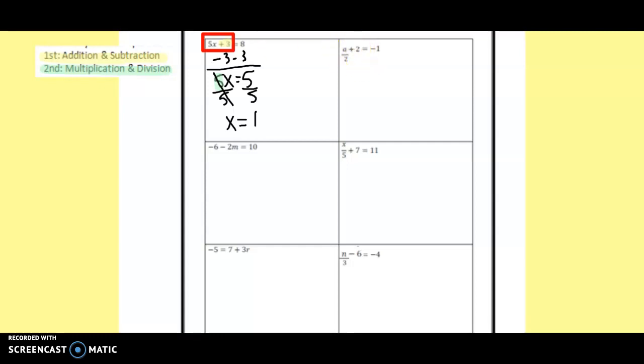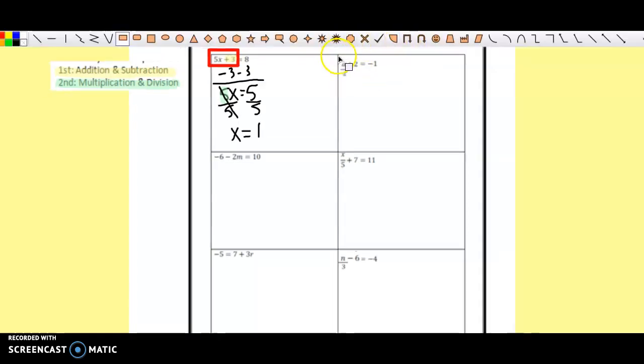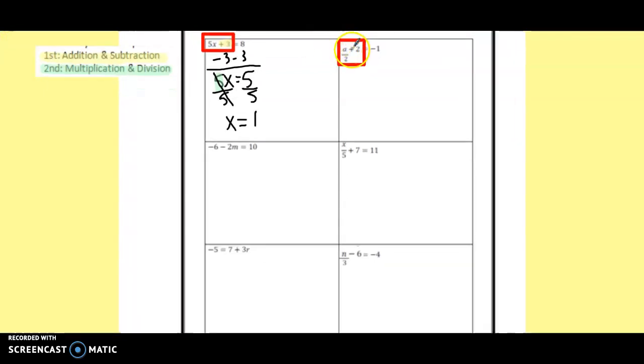All right, moving on to the second one here. Again, this is the side with my variable. So my first step says I have to undo addition and subtraction. So here is my addition. We're going to undo that by subtraction, because again, I use the opposites. So I'm going to subtract 2 on both sides. Cancels. We have a divided by 2 equals -1 minus 2 more gives us a -3.